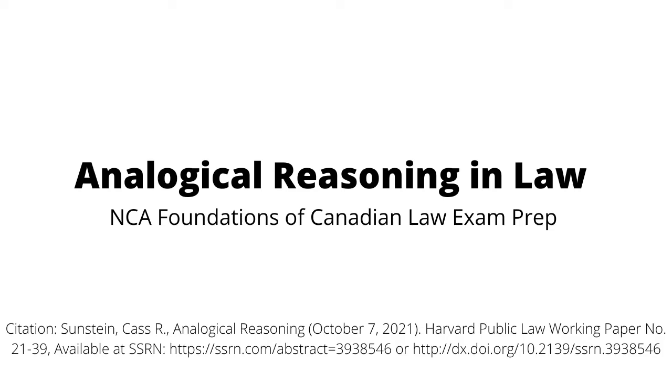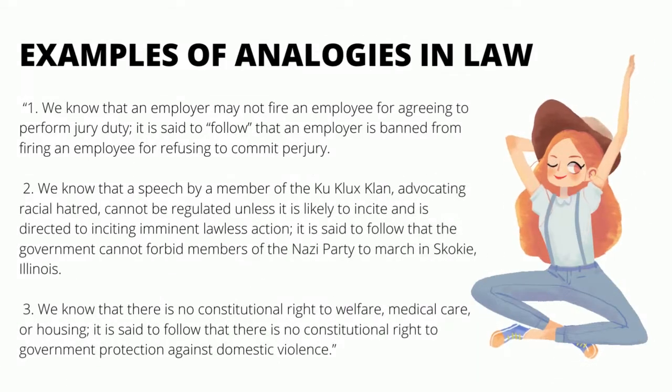Analogical reasoning in law. Examples. 1. We know that an employer may not fire an employee for agreeing to perform jury duty. It is said to follow that an employer is banned from firing an employee for refusing to commit perjury.